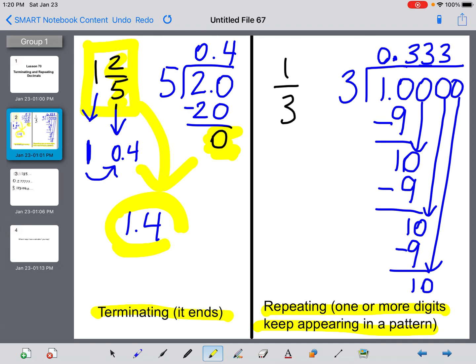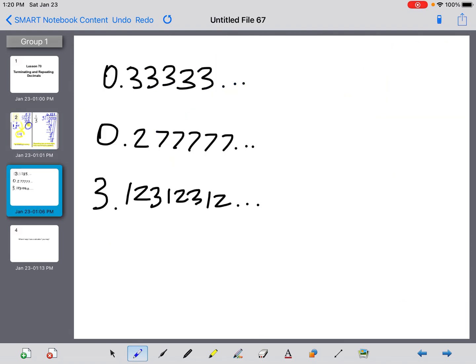Okay, so this is a repeating decimal. It doesn't end. You don't end up with a 0 in your remainder. So it just keeps going and going and going. Now, in math, we have a way to represent these decimals that keep going and going and going without writing down all of the digits of that decimal. So there's a bit of a shortcut we use. And here is the shortcut.